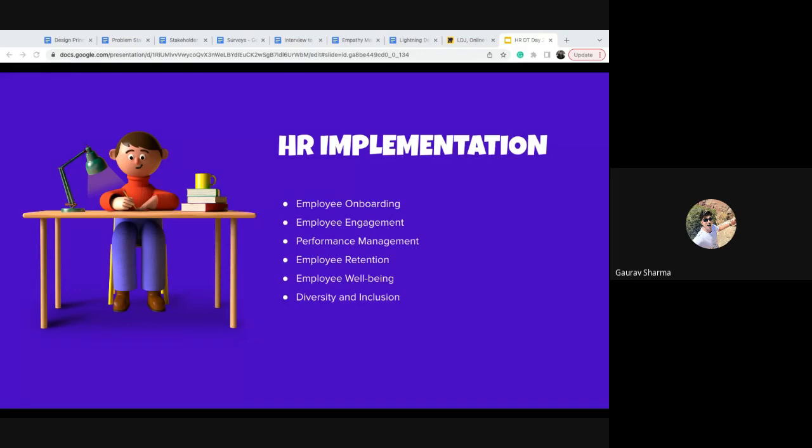The next thing is employee engagement. The problem could be that employees feel disengaged and uninterested in their work. Due to COVID, due to work from home and all of that, people are disengaged, right? So the design thinking solution could be to empathize with the employees, understand their motivations and needs, ideate solutions, and create a more engaging work environment. Now, how do we create a work environment which is more engaging is what design thinking can help us with, which is where we start observing people.